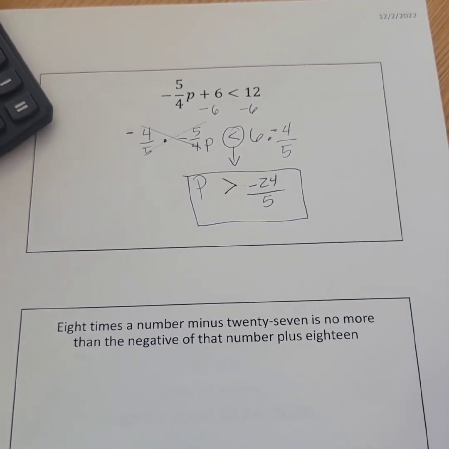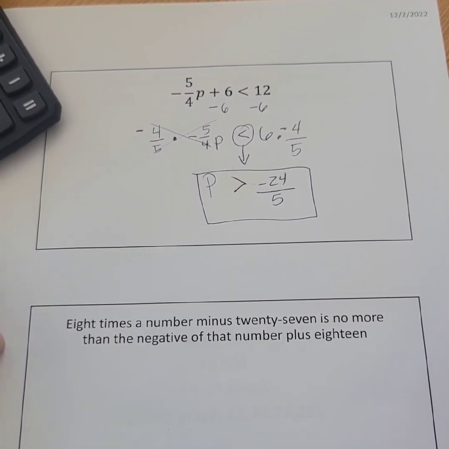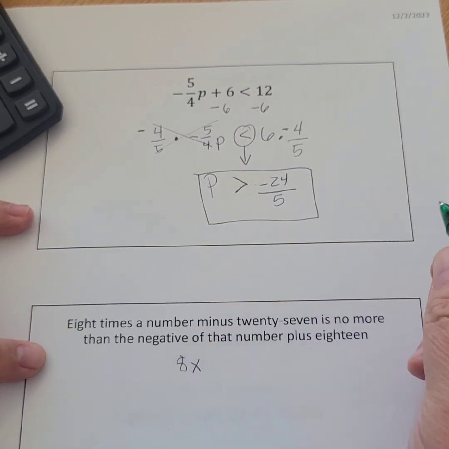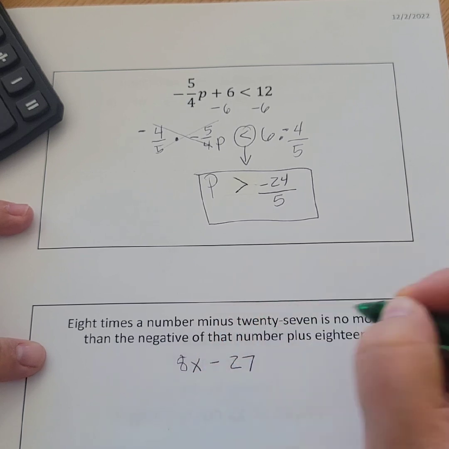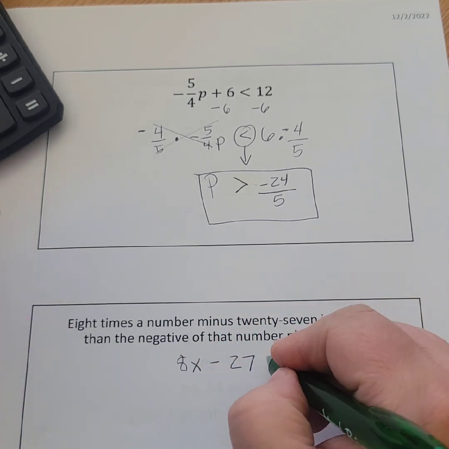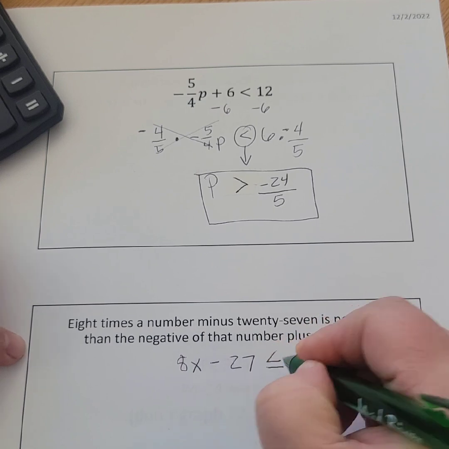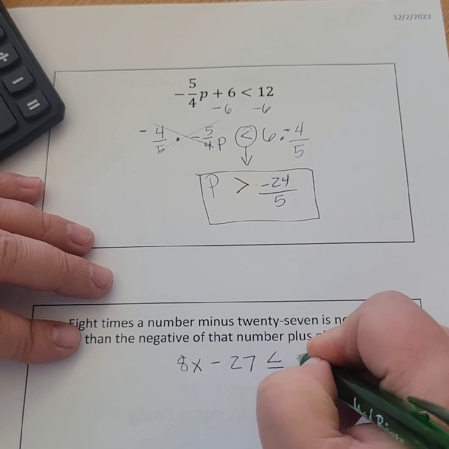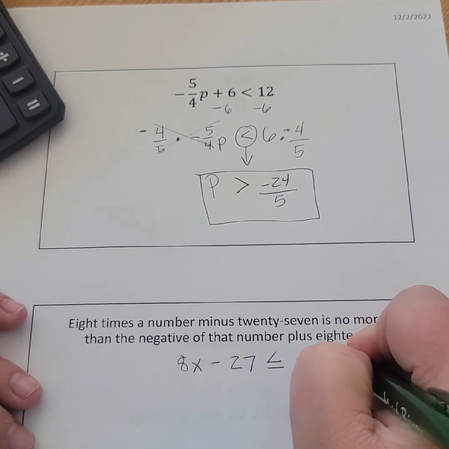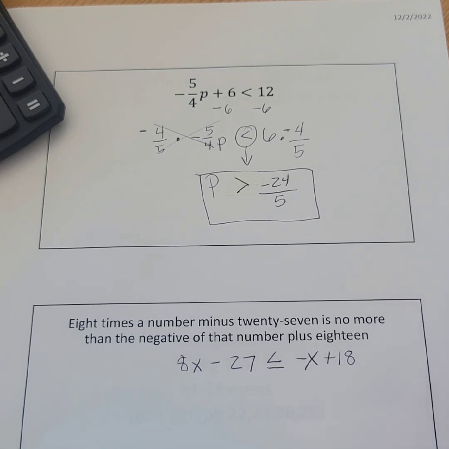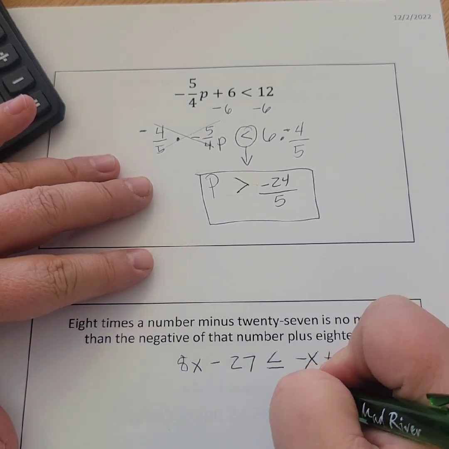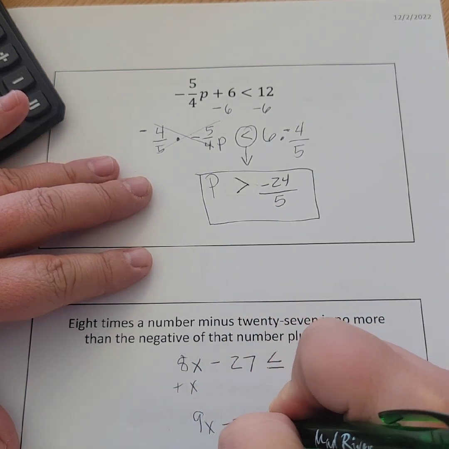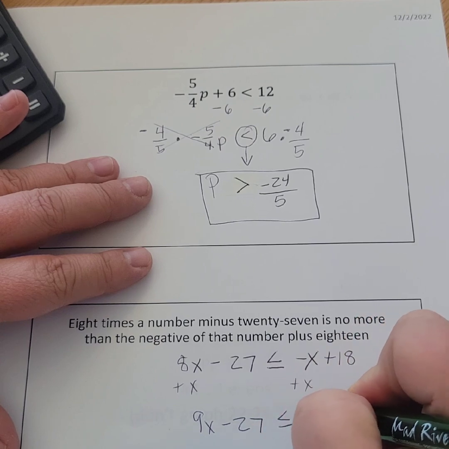So here we go. We're going to change this into an inequality. So 8 times a number minus 27 is no more than, so it has to be either less than or equal to, the negative of that number, so negative x, plus 18. So now we're going to add x. So we have 9x minus 27 is less than or equal to 18.